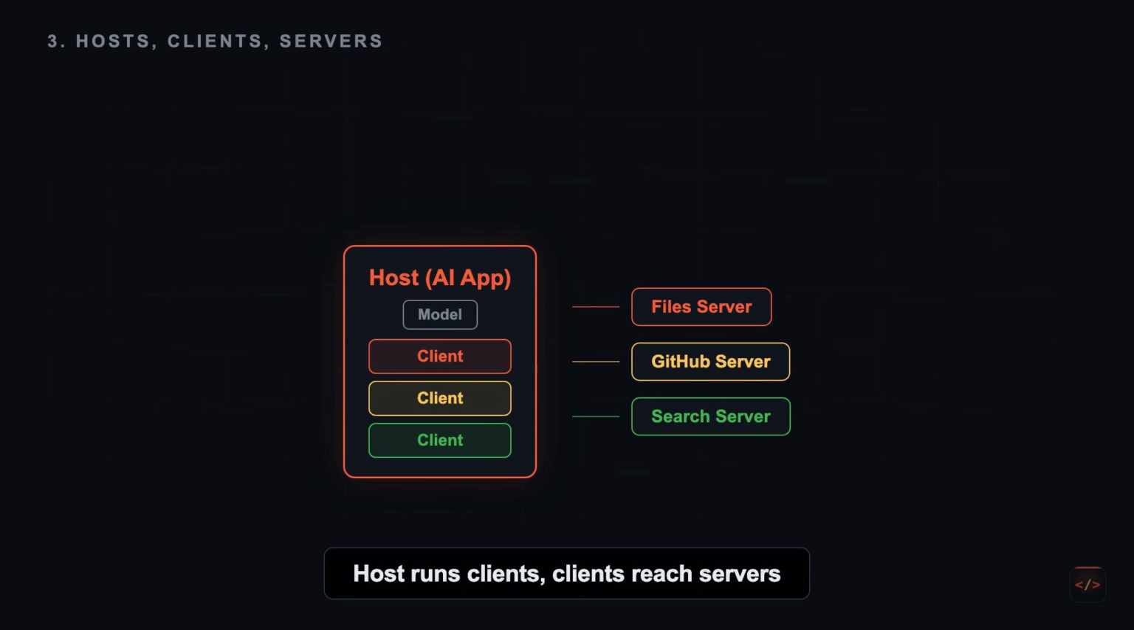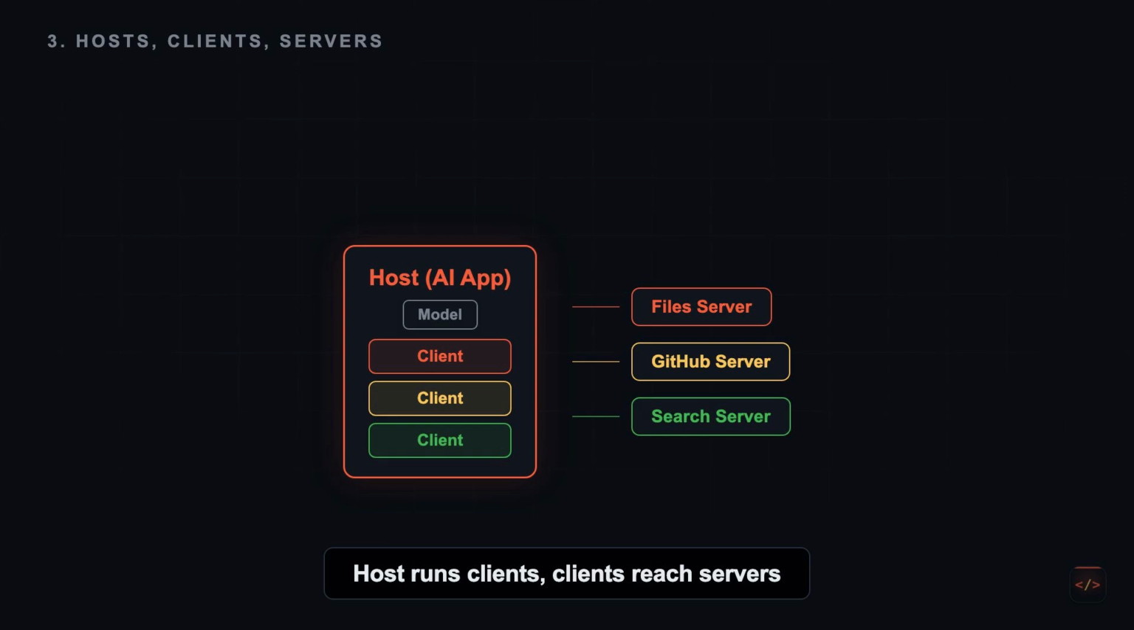MCP has three roles. The host is the AI application the user interacts with, your chat app or coding assistant. Inside the host runs one or more clients, and each client holds a dedicated one-to-one connection to a server. The server is a separate program that wraps some capability, your file system, a database, an API, and exposes it through MCP.